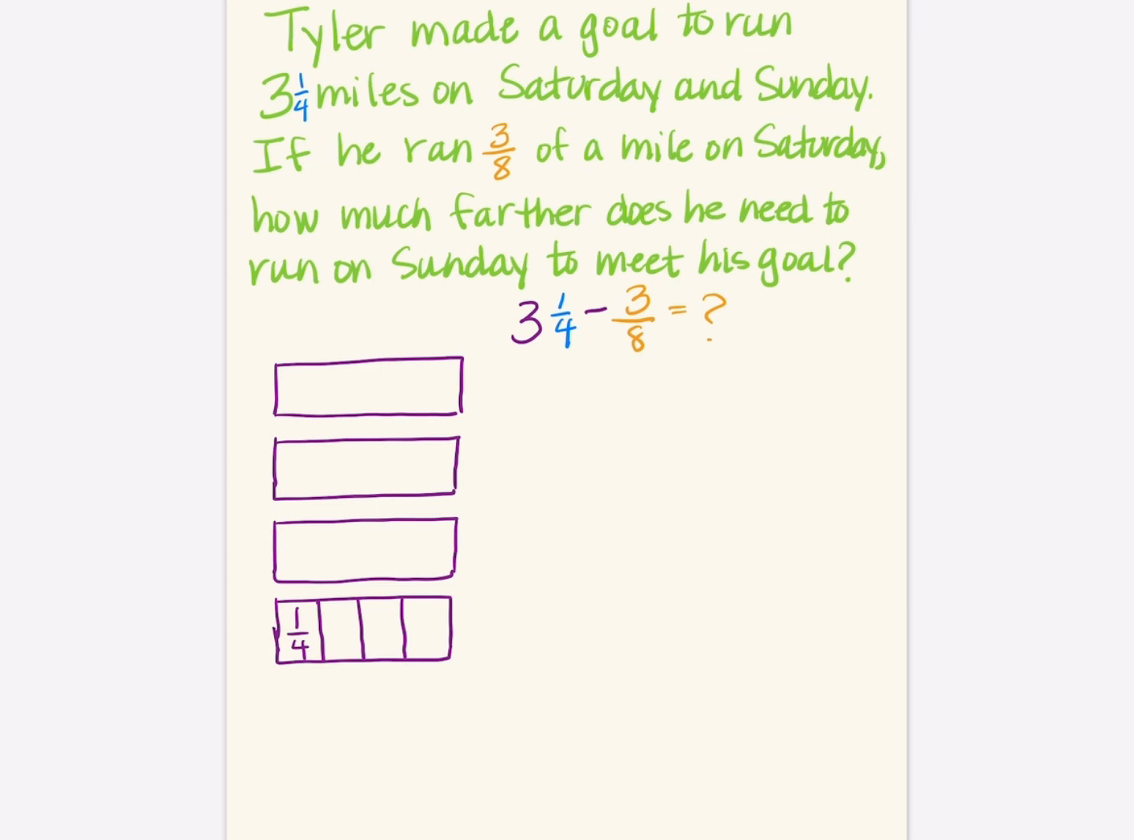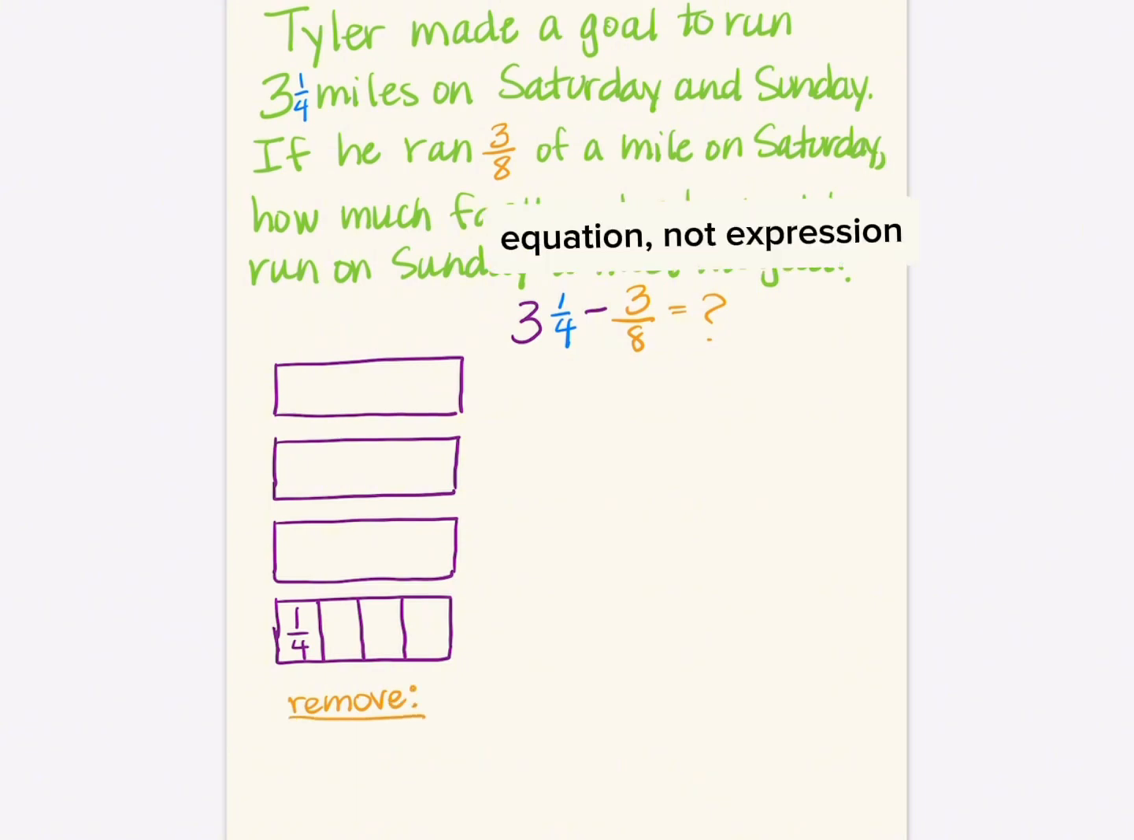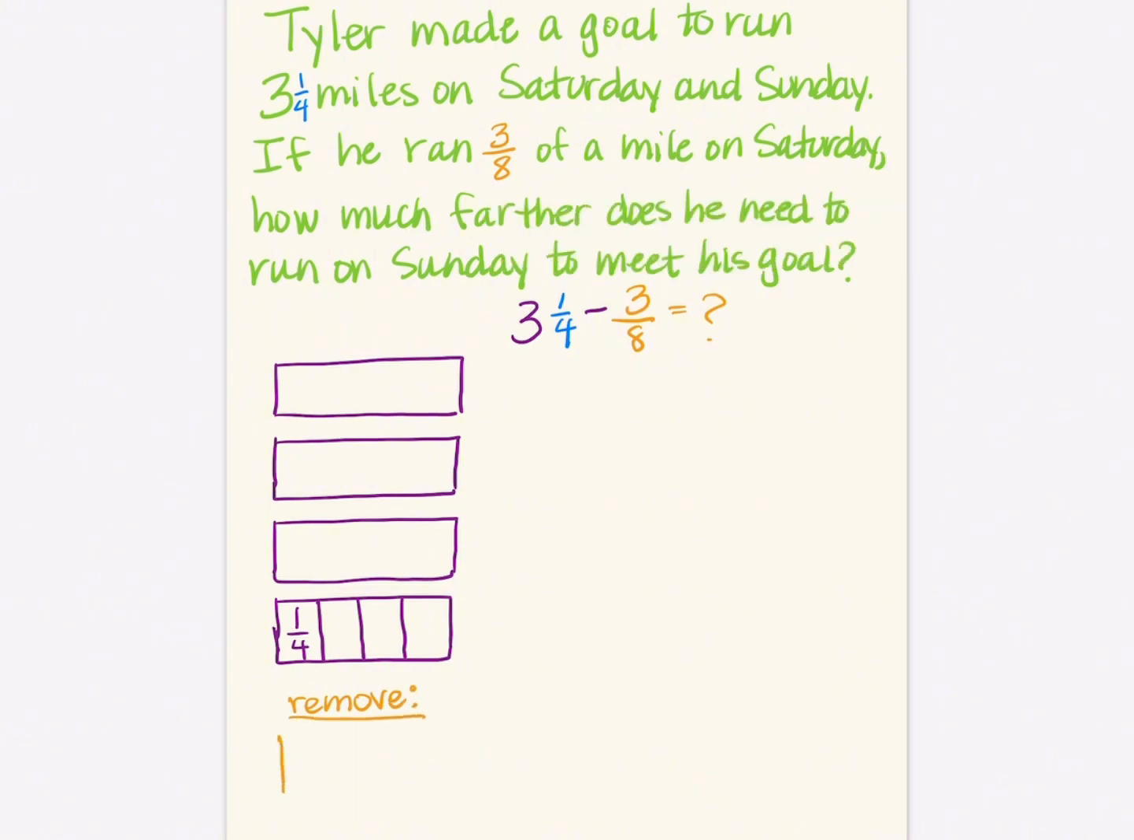Tyler made a goal to run 3 1/4 miles on Saturday and Sunday. If he ran 3/8 of a mile on Saturday, how much farther did he need to run on Sunday to meet his goal? So we have the expression here written and the model already done. This time we're going to create a model for the part that he's going to be removing because the sizes of the parts are different.